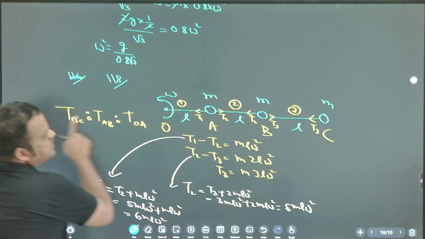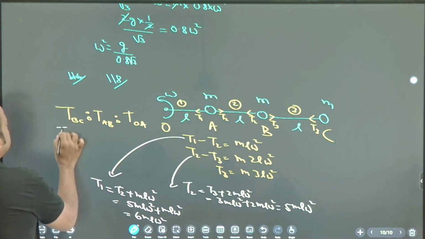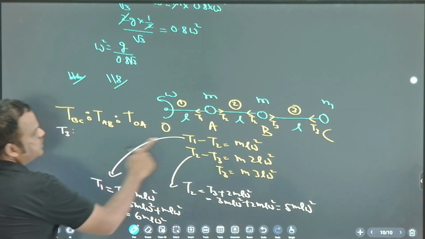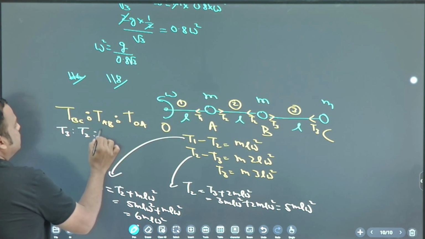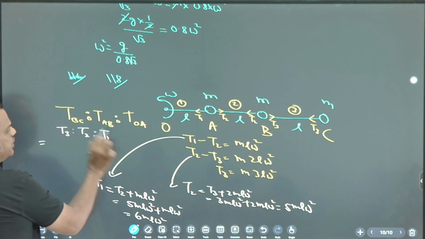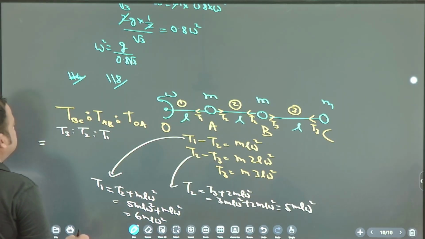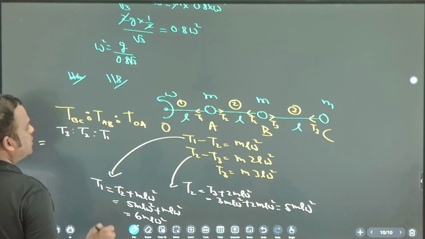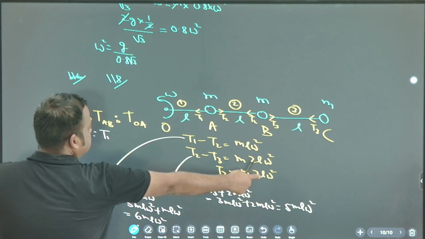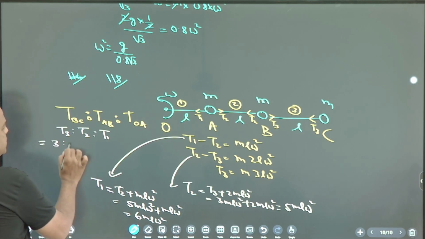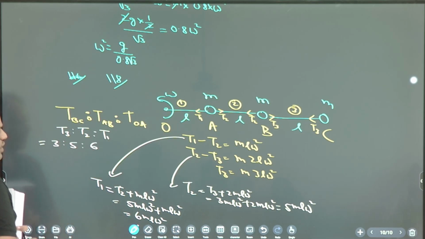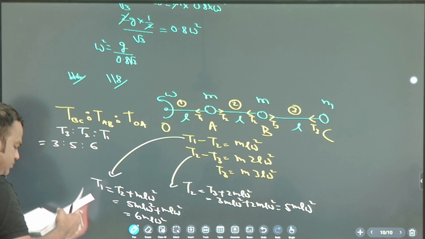So tension BC means T3, tension AB means T2, tension OA means T1. Tell me T3, T2, T1. What is T3? 3. So 3 is to 5 is to 6. Correct. Good. 3 is to 5 is to 6. Okay. Clear? Understood? Okay.